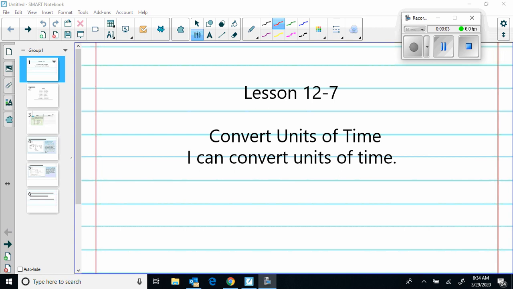Welcome to 12-7, Convert Units of Time. I can convert units of time. Please go ahead and write lesson 12-7 at the top of your math journal, and below that write your I can statement. I can convert units of time.